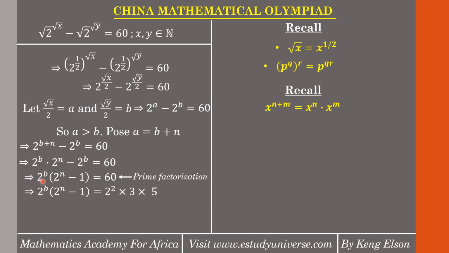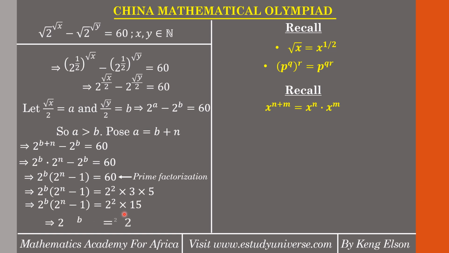So definitely I'm going to write 60 as 4 times 3 times 5, because 4 times 3 is 12, and 12 times 5 is 60. I'm introducing 2 squared because I'm having 2 to the power b here. So you are not just even, you are even and you are a power of 2. Okay, so I'm going to group 3 and 5 to give me 15, and 15 is clearly odd, so this is going to solve my problem. So 2 to the power b will be equal to 2 squared times 15.